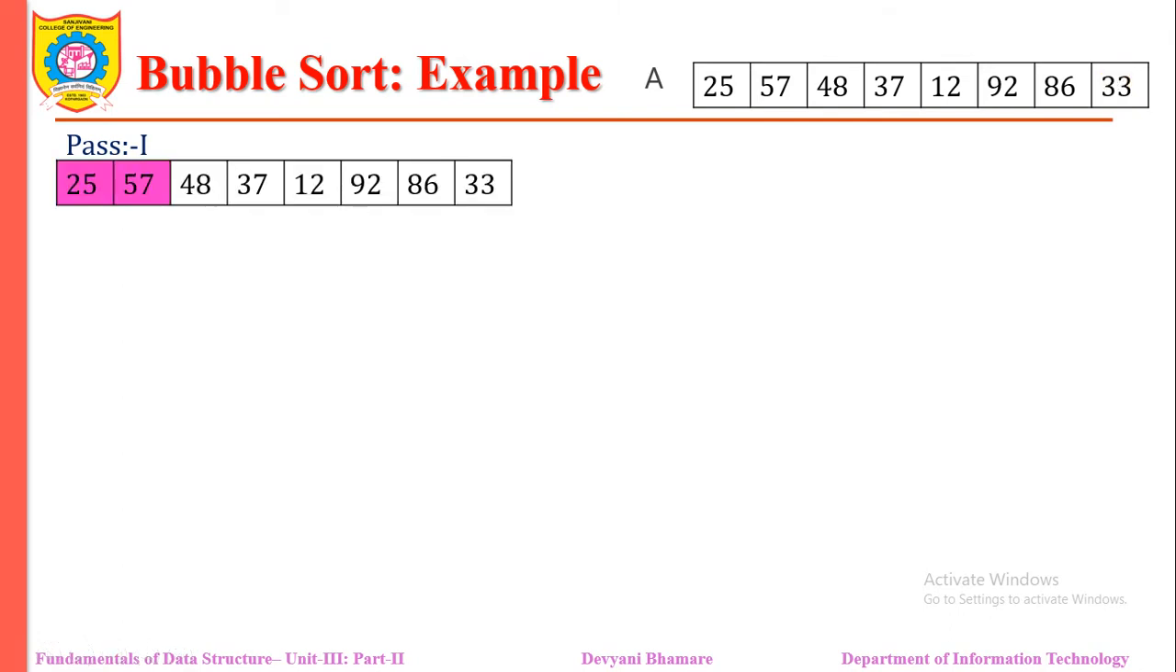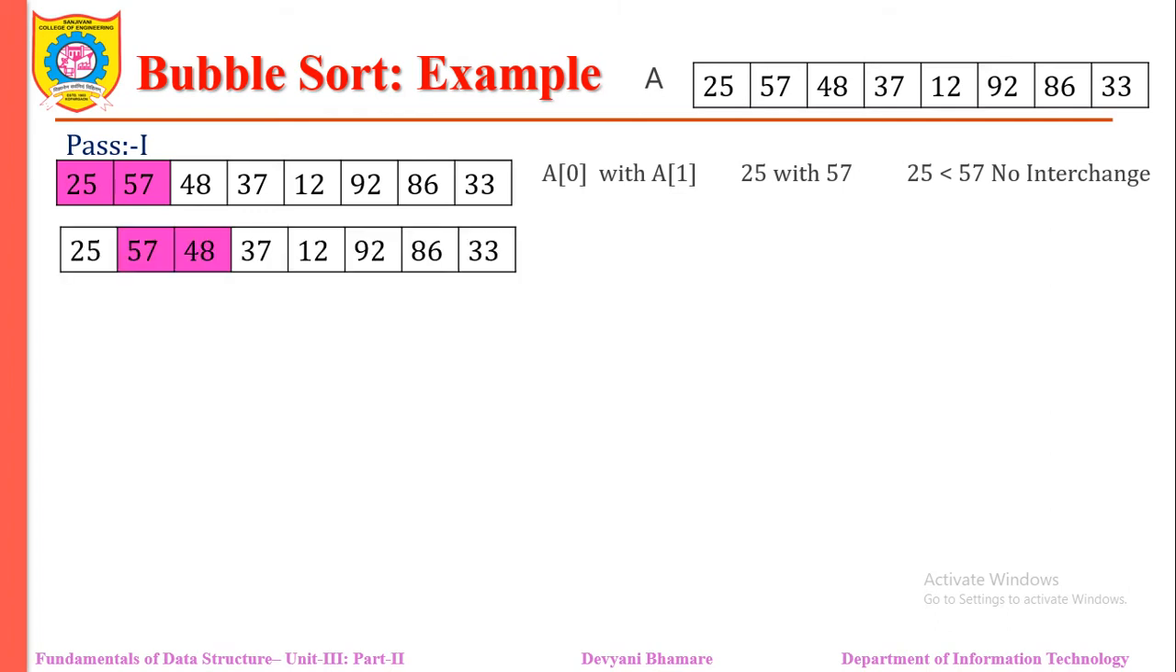In pass 1, A of 0 and A of 1 are compared. So we identify A of 0 is 25 and A of 1 is 57. So no need to interchange. In the next case, we increase the value of our counter. Now the counter points to 1. So A of 1 and A of 2 are compared. So 57 is greater than 48. That's why we need to interchange them.